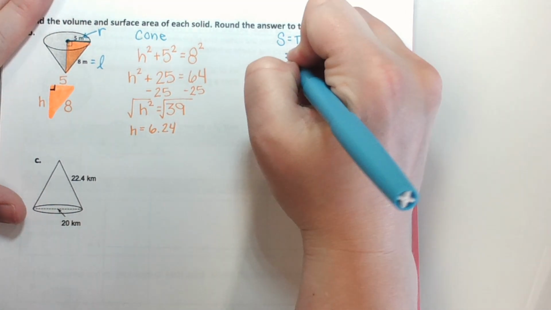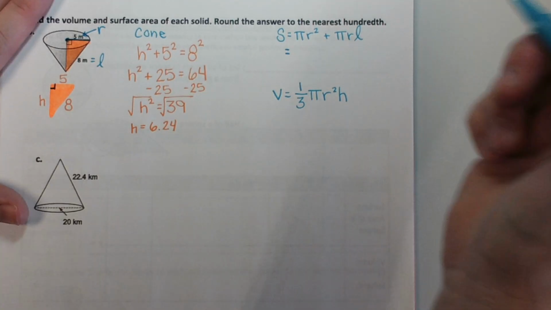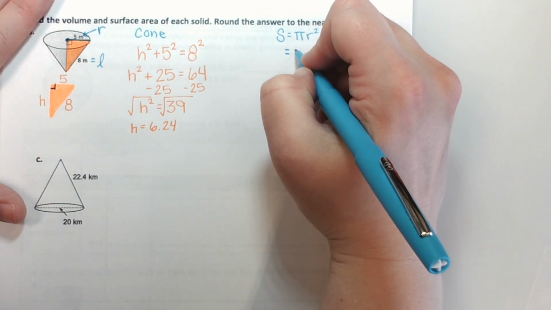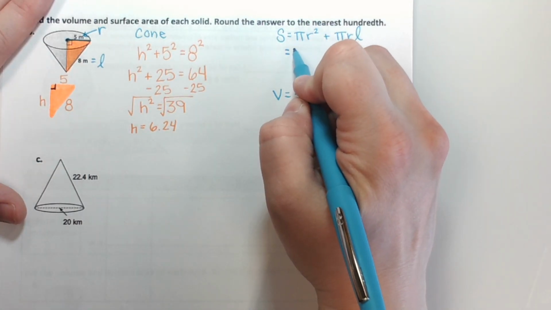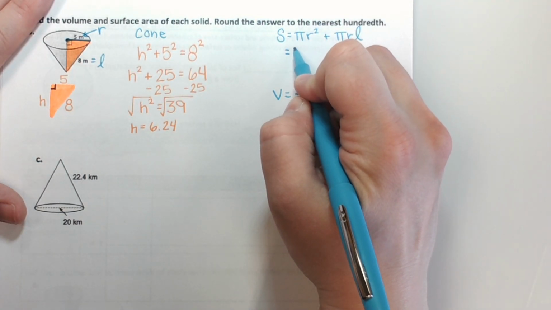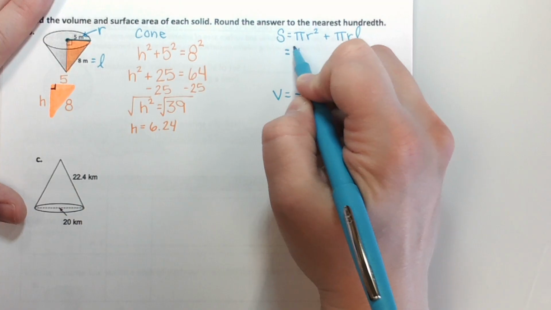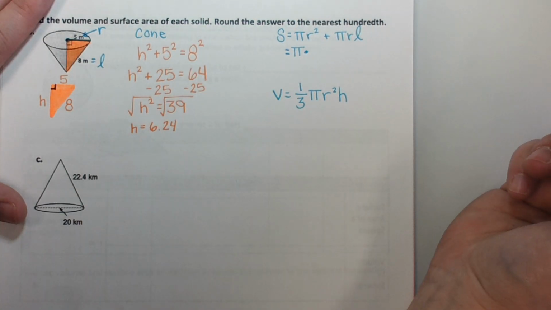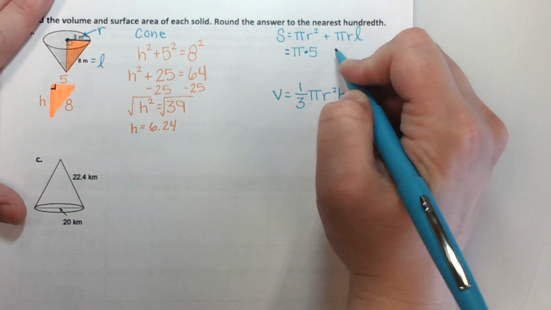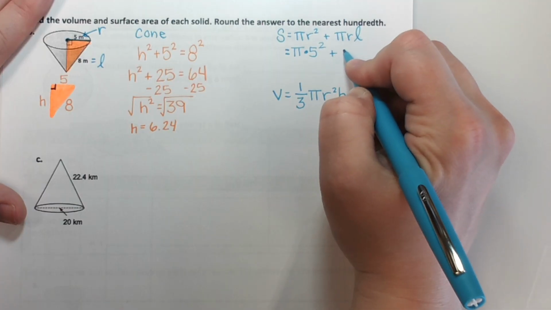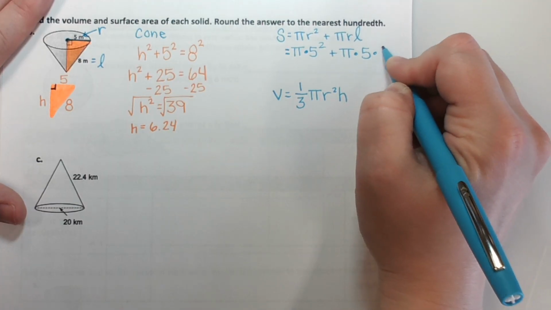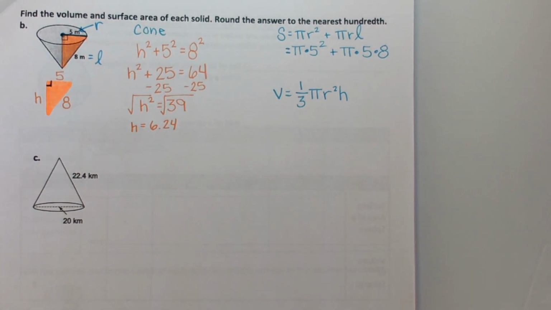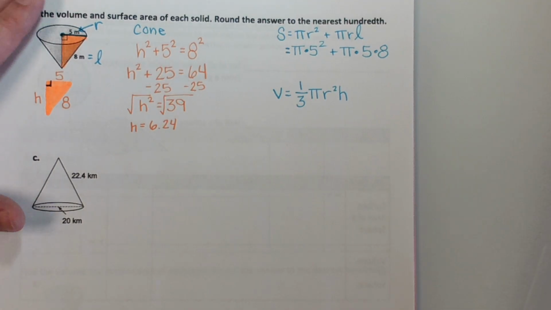Charlie, if I plug things into the surface area formula, what's it going to look like? Tell me what to write as my next step. Starts with pi. Yeah. Times 5 squared plus 5 times 8. Good. Don't forget the times symbols after pi's. Before pi's, the calculator understands. After, some of them do, some of them don't.